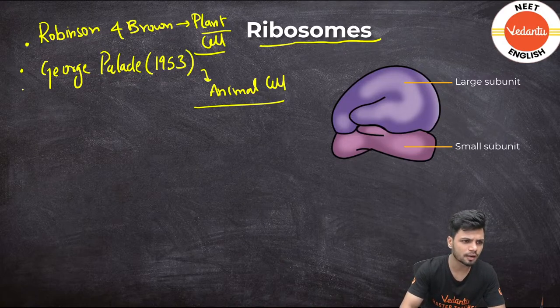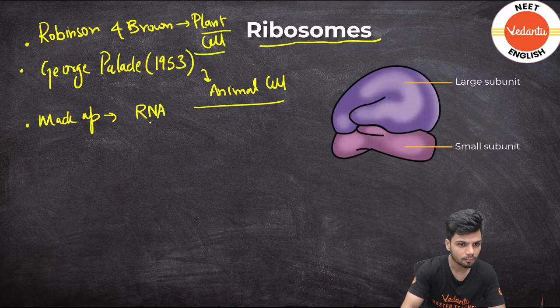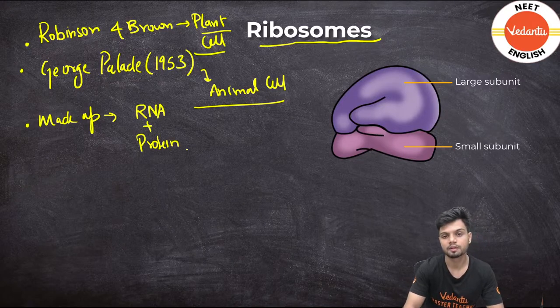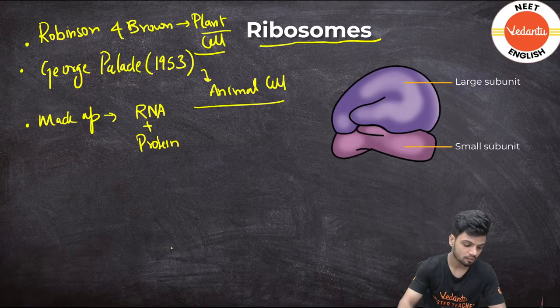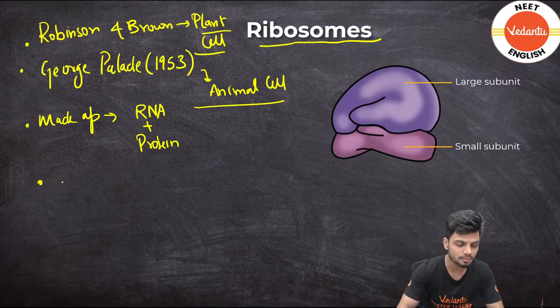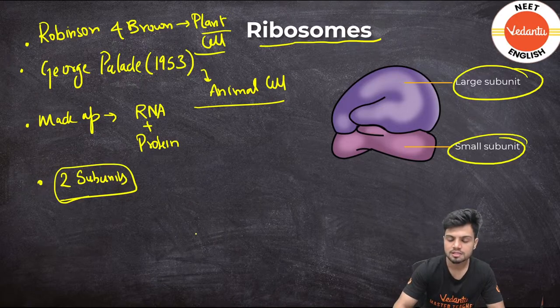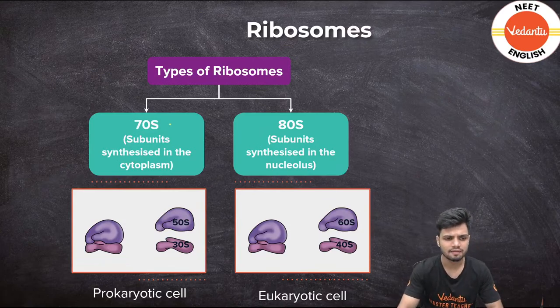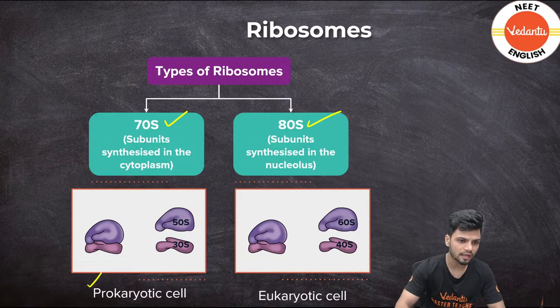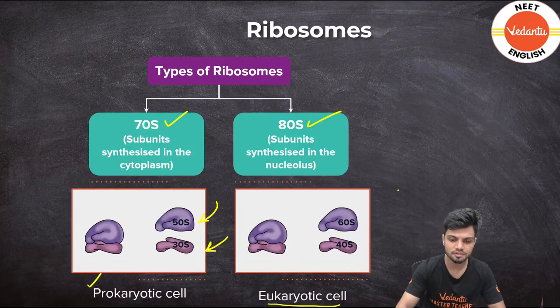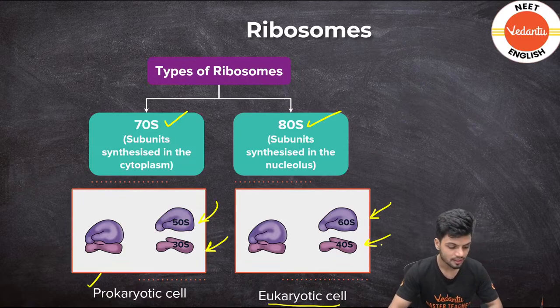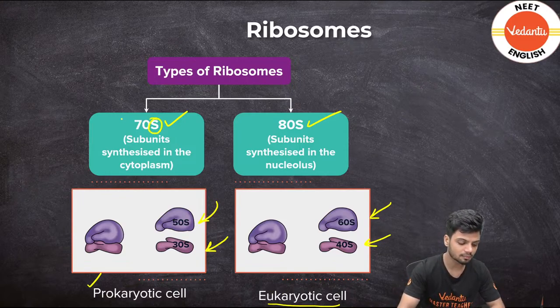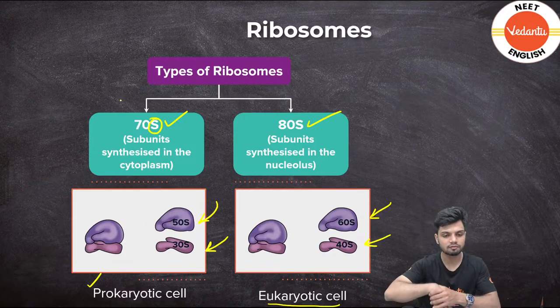But what is the ribosome made up of? The entire ribosome is made up of RNA plus protein. Clear? And the entire ribosome is made up of two subunits, a large subunit and a smaller subunit. If you look at the types of ribosomes, we have 70S and 80S. 70S in the case of prokaryotes, which is divided into 30 and 50. Then we have 80S in the case of eukaryotes, which is divided into 60 as well as 40. What is this S? S is nothing but your sedimentation coefficient, also called Svedberg unit.